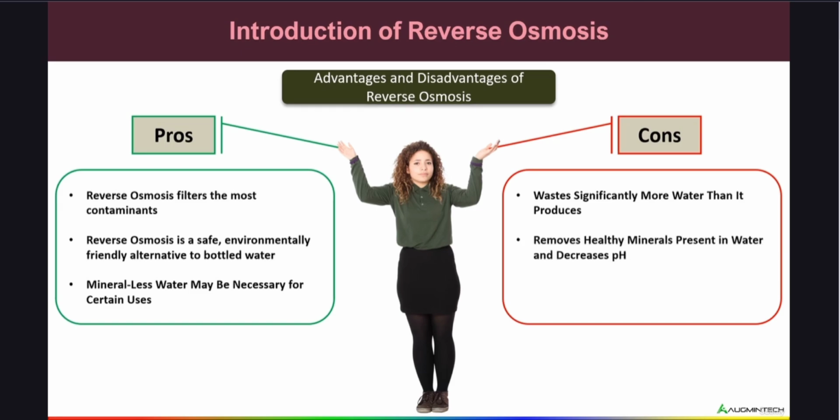The next point we have is that it removes healthy minerals present in water and decreases pH. Another disadvantage of reverse osmosis water filtration is that the effectiveness with which the system filters water does not stop at only the bad contaminants. Reverse osmosis will also remove healthy minerals such as calcium, magnesium, potassium and other bicarbonates, as well as municipally added fluoride, which is good for teeth. Additionally, by removing these minerals, the pH of the treated water decreases, making it more acidic, while this acidity is not significant enough to affect humans.